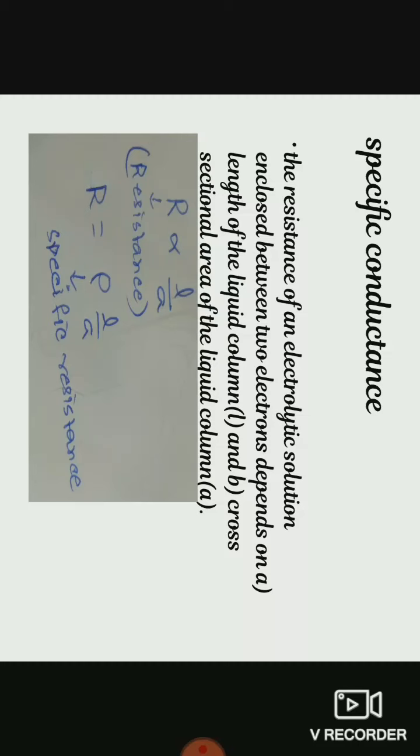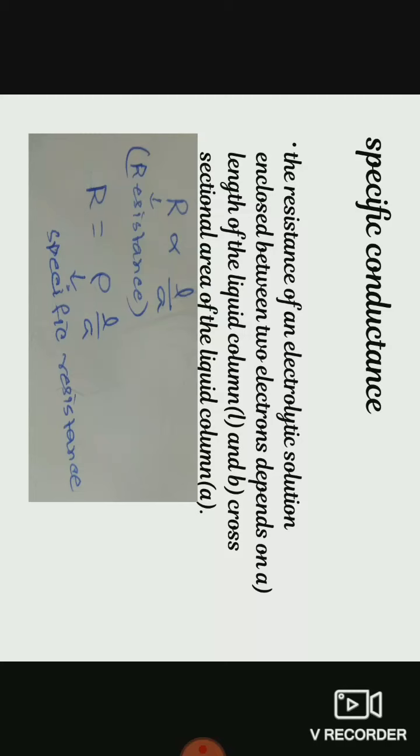The next one is specific conductance. The resistance of an electrolytic solution enclosed between two electrodes depends on the length of the liquid column and the cross-sectional area of the liquid column. When a solution is carrying electricity, there should be some resistance in the solution due to the ions and other things. So this resistance depends on two factors. You can see here that R is proportional to L by A, directly proportional to L and inversely proportional to the cross-sectional area.